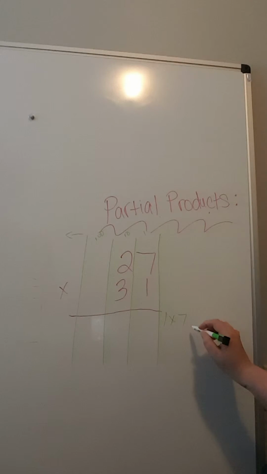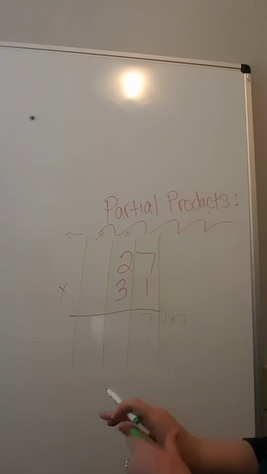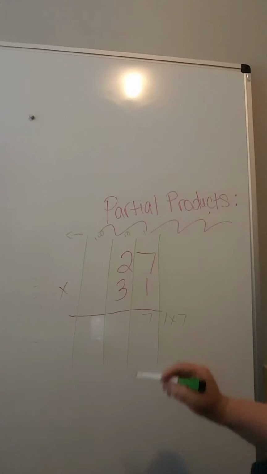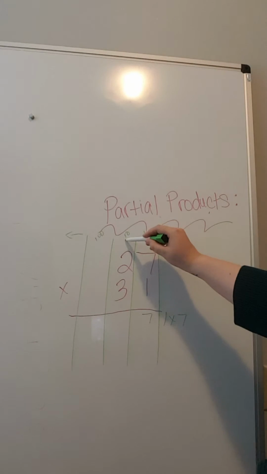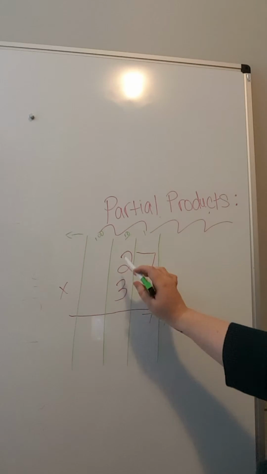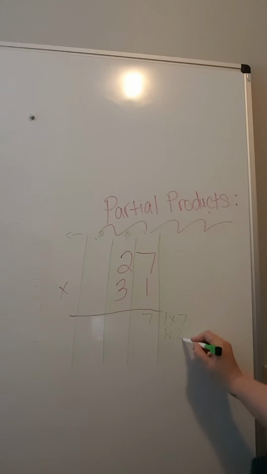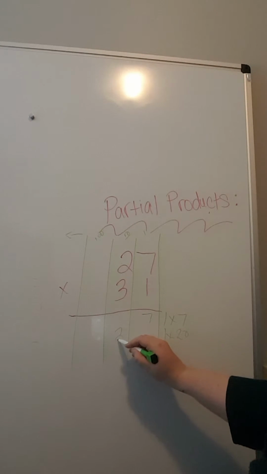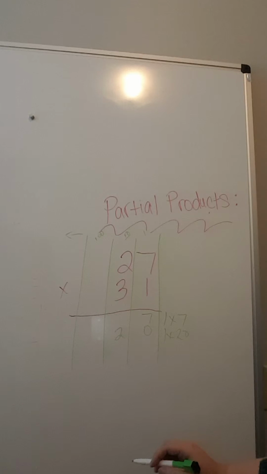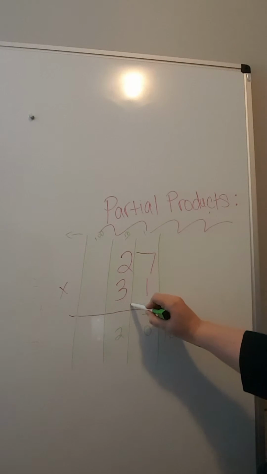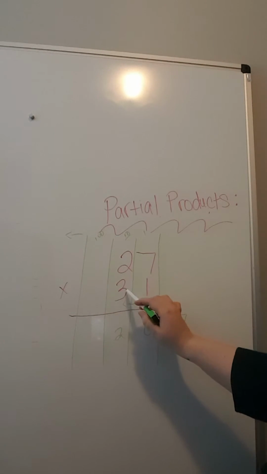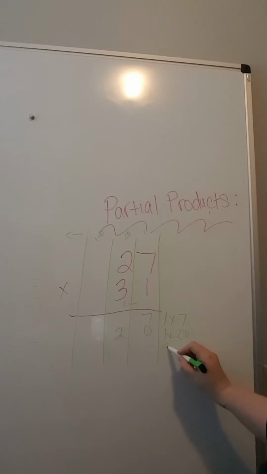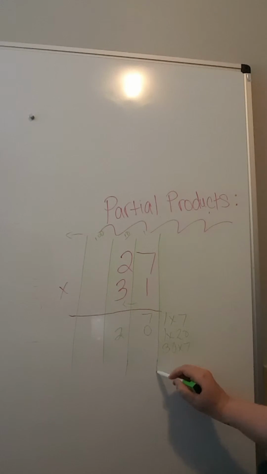So 1 times 7 is 7. And then next we're going to take 1 times 2, but again, the 2 is in the tens place, so it would actually be 1 times 20, which is 20. And then we are going to move over to our 3, which is actually 30. So we're going to take 30 times 7. And that is 210.